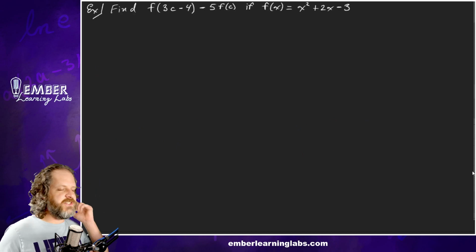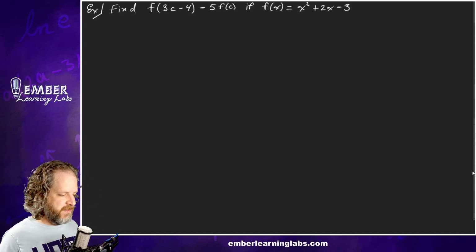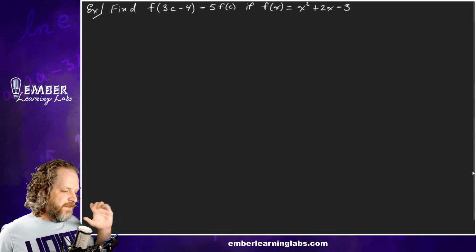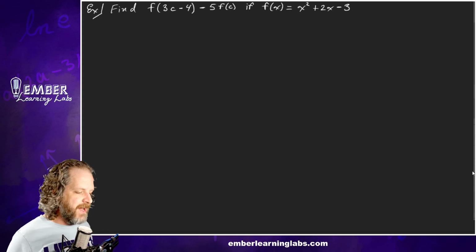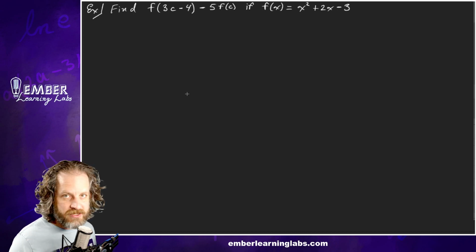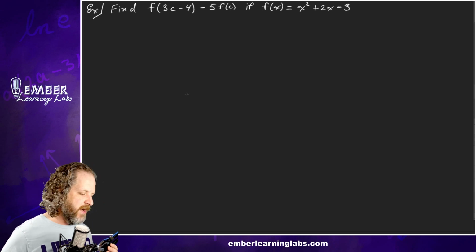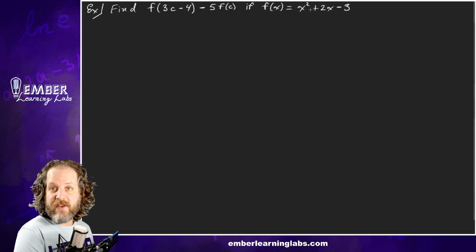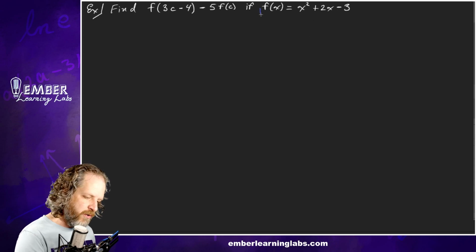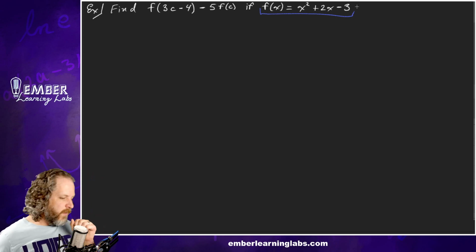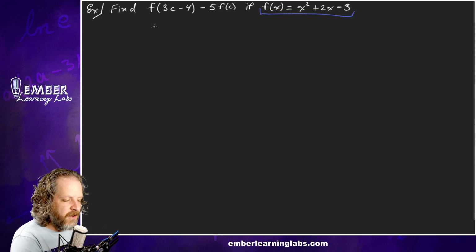All right, we're gonna kind of sneak this in here. This kind of sort of fits in this lesson and kind of sort of doesn't. This is kind of function notation on steroids. Whenever we've got a function notation expression that we've got to take care of, we're gonna sneak this in here. So we're gonna find f of 3c minus 4 minus 5 times f of c, if f of x, so this is our original, our OG polynomial function, right? And we want to find all of this.